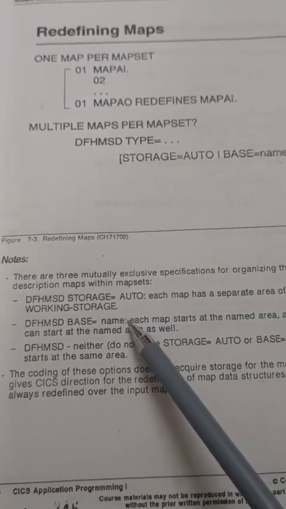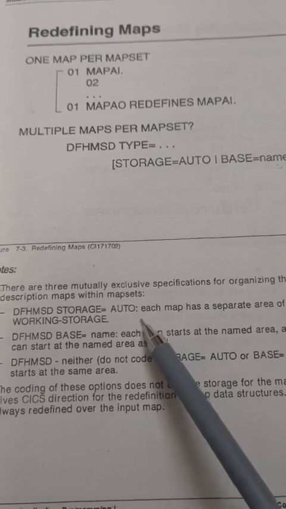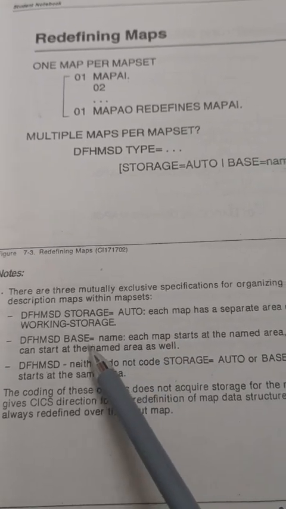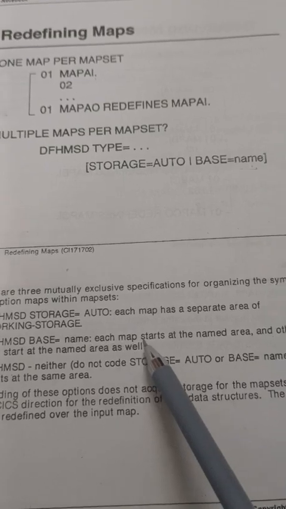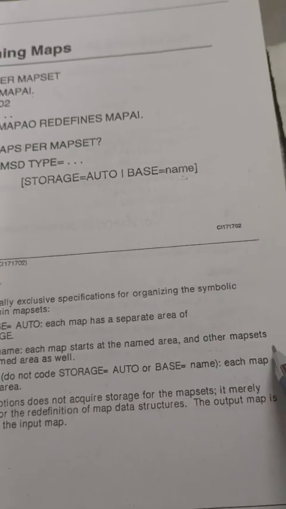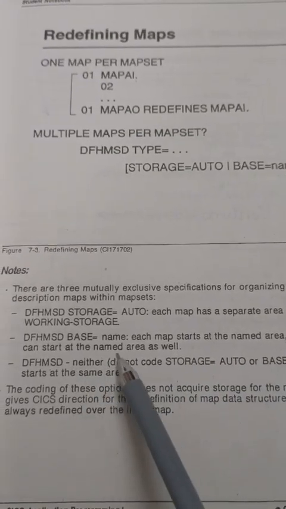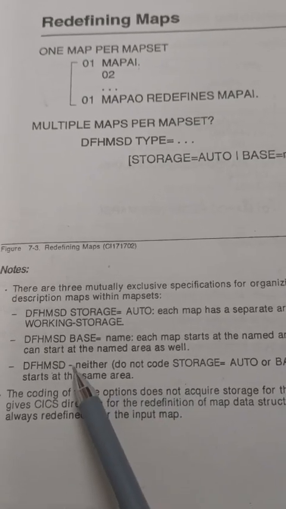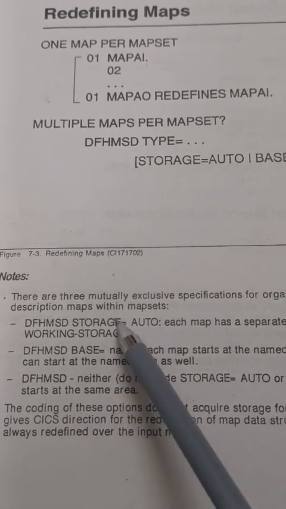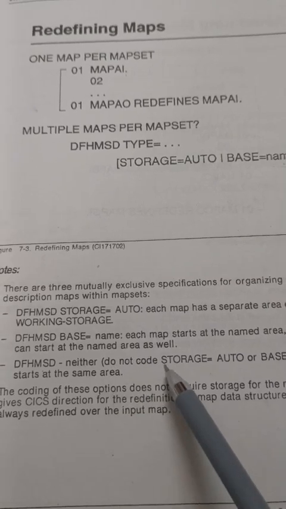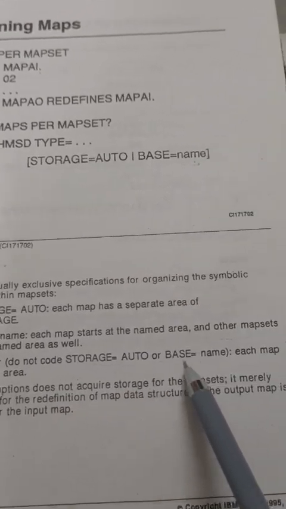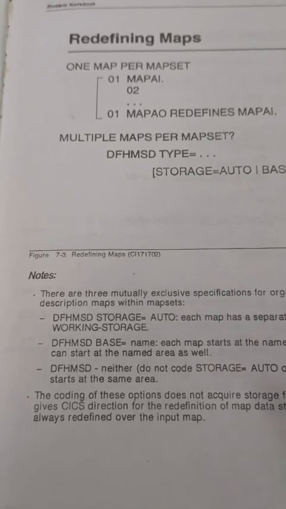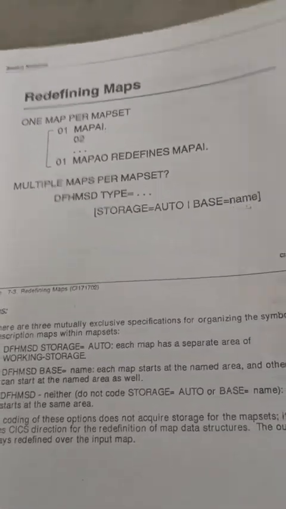What does STORAGE=AUTO mean? Each map has a separate working storage area. And BASE=name means each map starts with the named area, and another map set can start at the named area also. If you have not mentioned it, friends, this is also an optional storage field. If you have not mentioned any of the fields, then each map starts at the same area, overriding the same area.